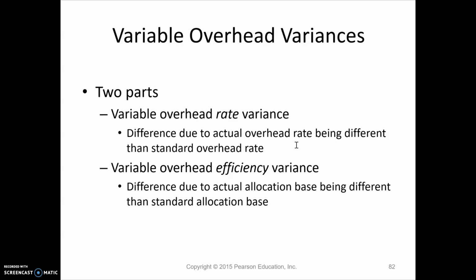The rate variance, the difference due to the actual overhead rate being different than the standard rate. And then the efficiency variance, which is when the actual allocation base is different than the standard allocation base.